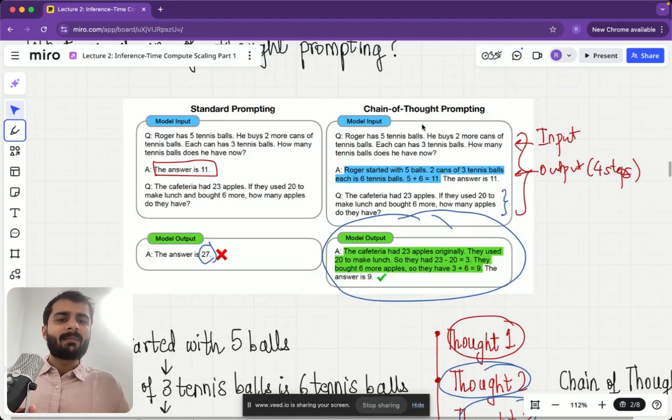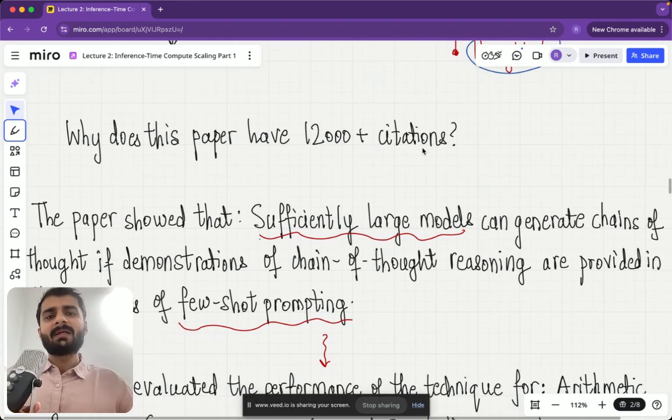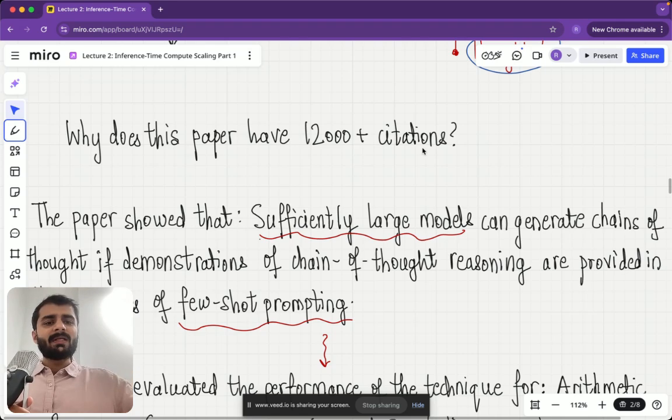This is an example of a demonstration of a chain of thought prompt. So, if the model is provided with examples of these demonstrations, maybe 10 or 20 demonstrations, then the model can generate chains of thought for new reasoning questions also. Again, try to read this statement now. Sufficiently large models can generate chains of thought if demonstrations of chain of thought reasoning, which are the input output examples, are provided in the examples of few shot prompting.